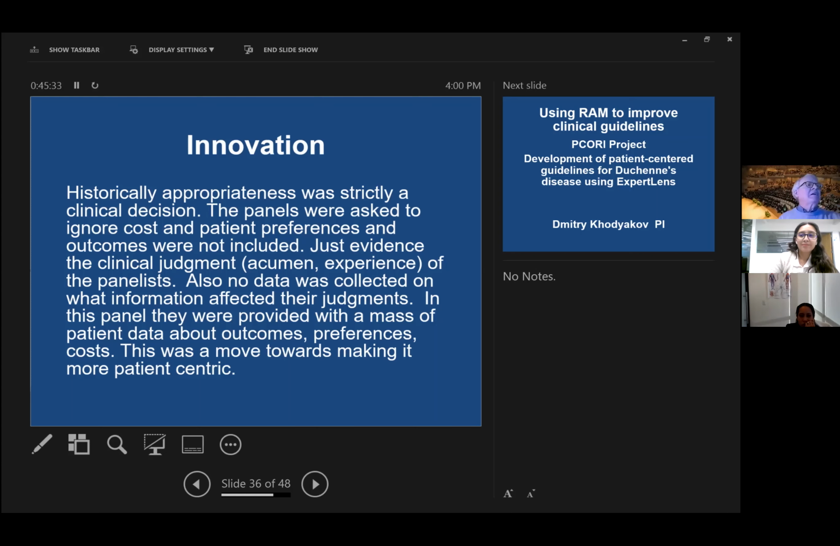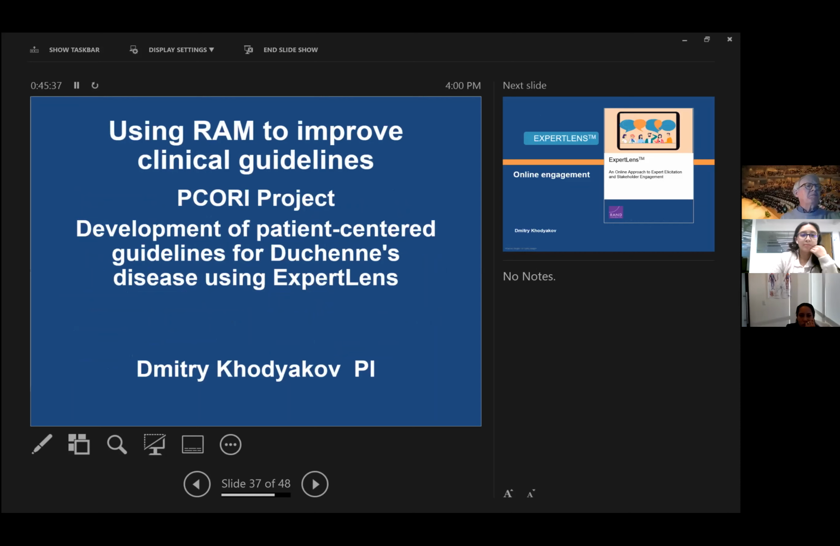So the next study, going very quickly through this, is one that Dmitry Kotakov at RAND was the PI on, and that I was on as well, and a lot of others. It was a PCORI project, which means it had to be patient-centric. As you know, PCORI is the Patient-Centered Outcomes Research Institute. So any research that PCORI funds has got to be patient-centric. And so they were quite interested.